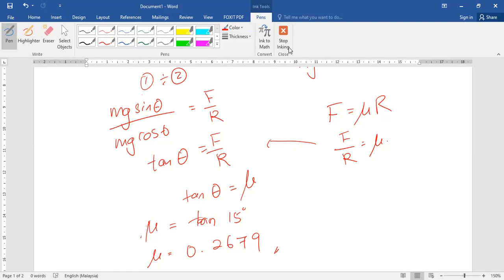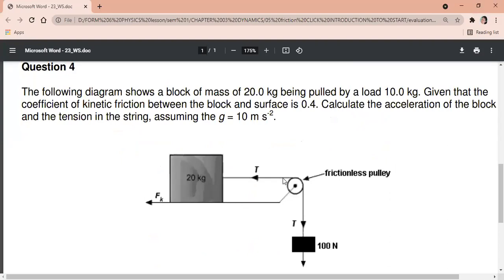Next, question number 4. The following diagram shows a block of mass 20 kg being pulled by a load of 10 kg. Given the coefficient of kinetic friction, whether kinetic or static, that is a friction. Kinetic means when the object is moving, the friction acts on the object while moving. Static friction is the friction acting on the object when it is initially stationary.